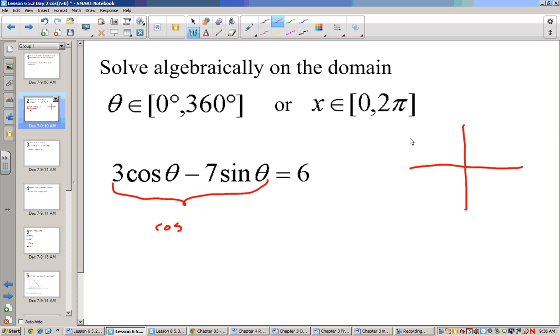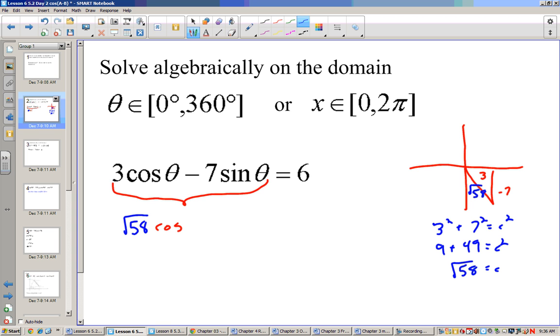Now, we learned in the last lesson to do this: the 3 is associated with the x direction, the -7 is associated with the y direction, and so the hypotenuse here, which is not 9 squared, but 3 squared plus 7 squared equals c squared, or 9 plus 49. So that's 58. So the square root of 58 is going to be my hypotenuse, which is also going to be my new amplitude when I combine these into a single cosine.